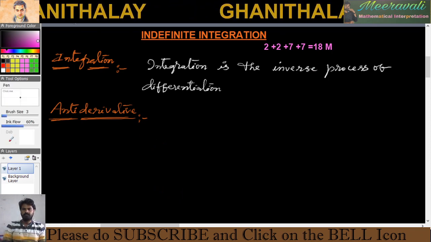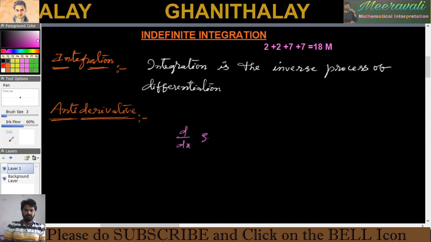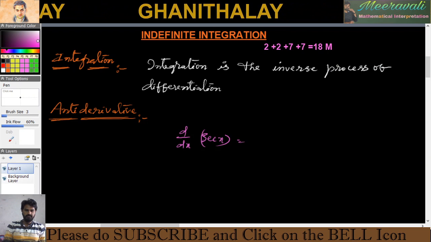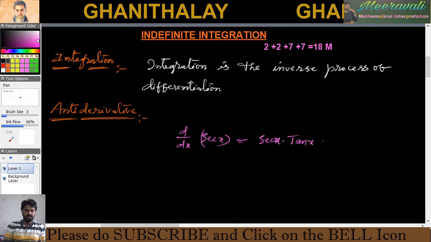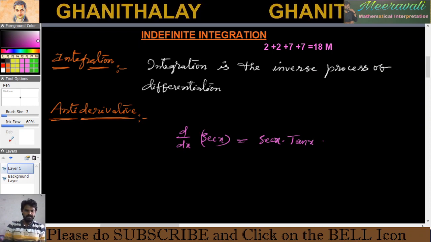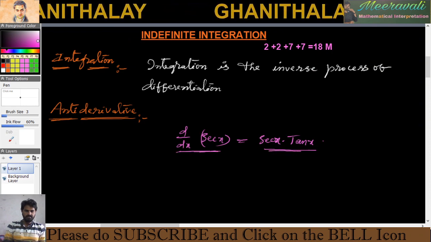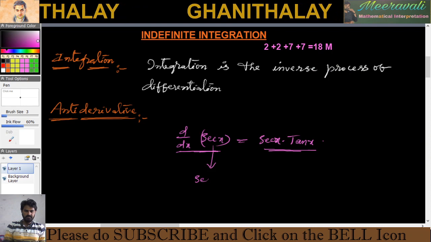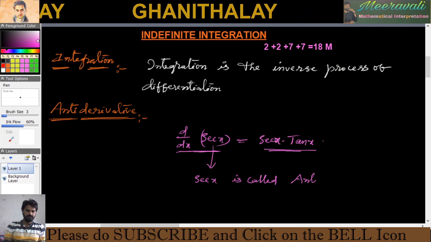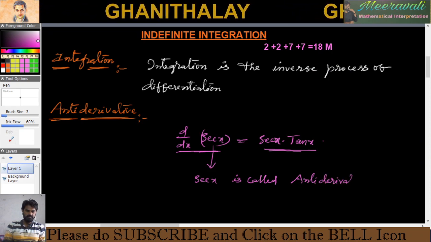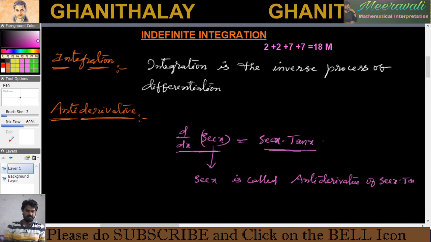Okay, for example, derivative of secant x, how much will you get? Secant x into tan x, we know this one. So here secant x into tan x is the derivative of secant x. Now secant x is called the antiderivative of secant x into tan x.